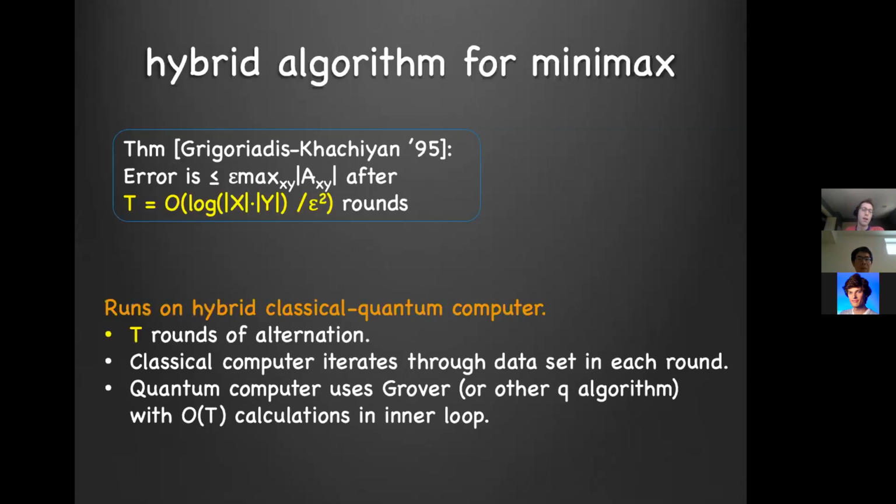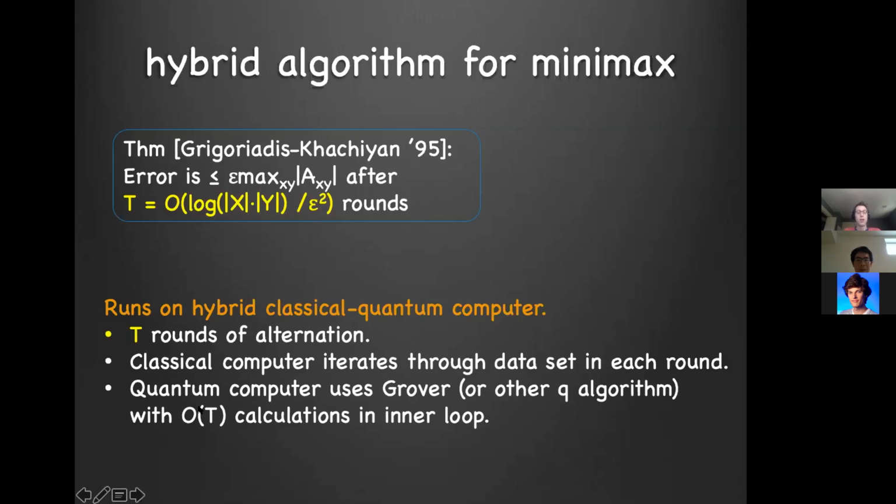which we need here. So this one is well suited to this hybrid architecture because there are T rounds of alternation, and T is not too big if epsilon is not too small. In each iteration, the classical computer has to go through the whole hard drive once, and on each record, the classical computer will need to look at T different strategies, from T different values of Y. So T is pretty small. Each step here takes time which is the size of the data set times T.